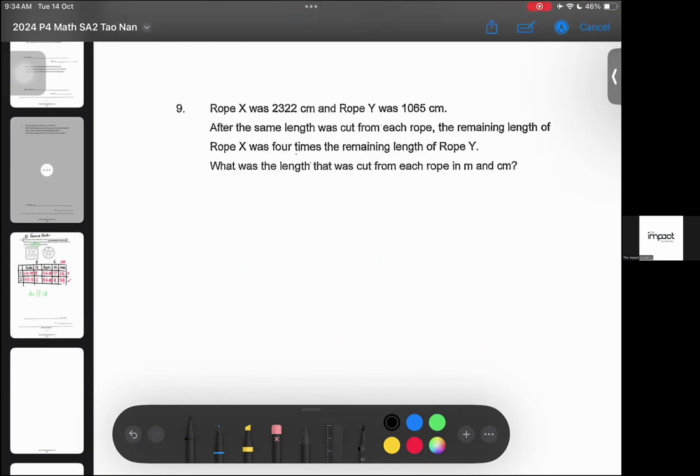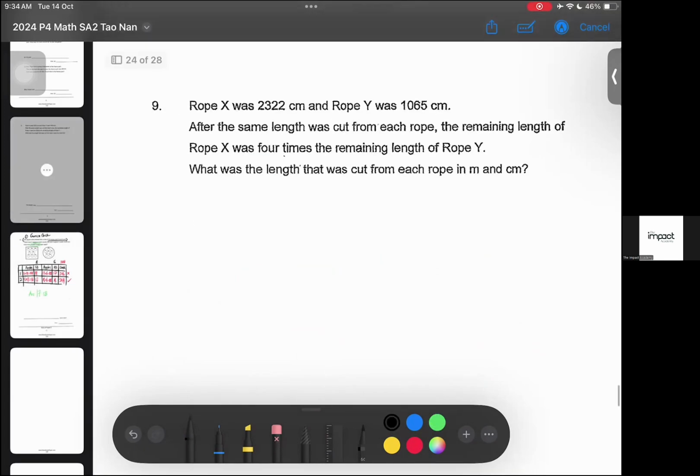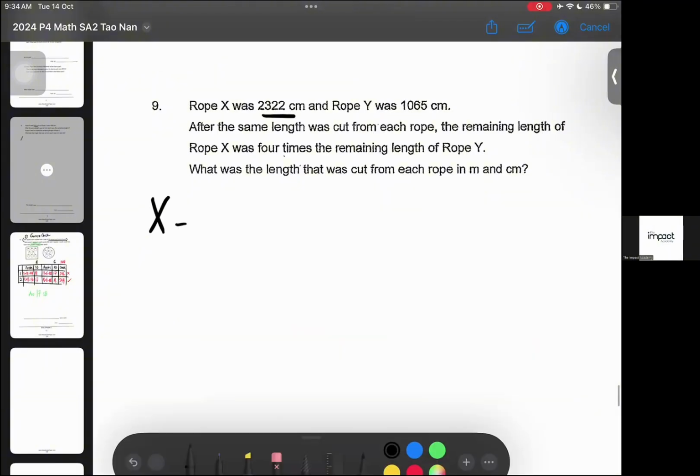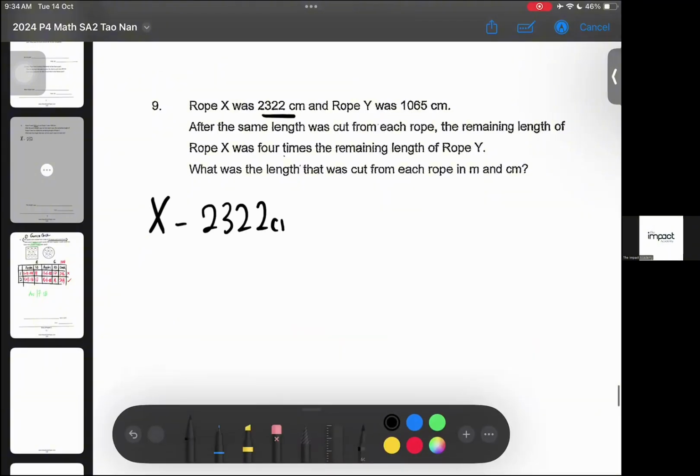Now, in question number 9, it says that rope X was 2322 cm. So I'll write X is equals to 2322 cm first. Rope Y was 1065, so I'll write 1065 cm. Can you understand? That's the first thing that I will do.